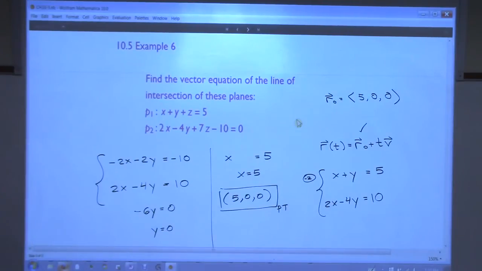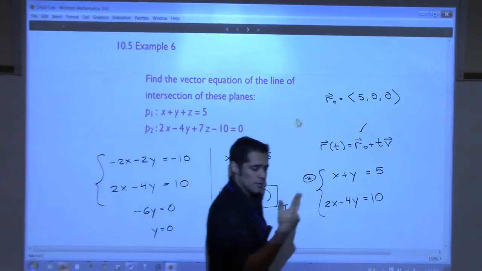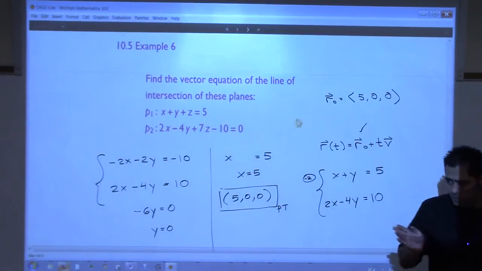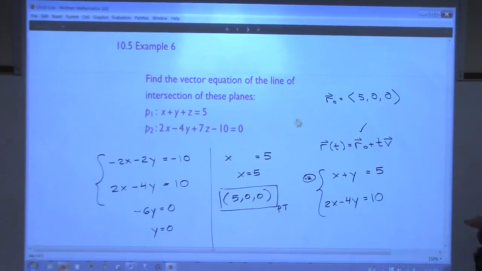All right, so now what? We've got r naught. What now? We need to find a vector that points in the same direction as our line, or as the line of intersection. So how do we get that vector? Take the normal vectors, cross them. That vector is guaranteed to run in the same direction as our line of intersection.